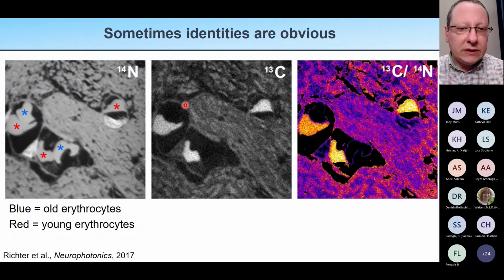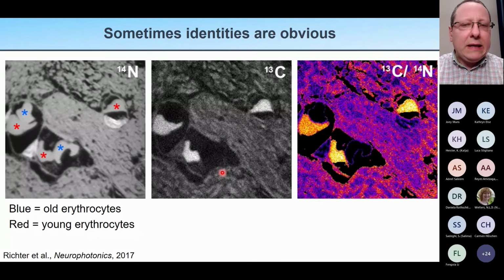And then if you look into these blood vessels, you see 1, 2, 3 cells here, but these 2 cells marked with the blue stars, they are not existing. If you do some form of ratio, you don't see them. The other 3 are quite bright. What's going on here? You're looking at erythrocytes in the blood capillaries in the heart. And these 3 are brand new erythrocytes that have been made out of new protein. And these 2 here are old erythrocytes that have a lot of old protein. Very simple. Identity is pretty obvious.